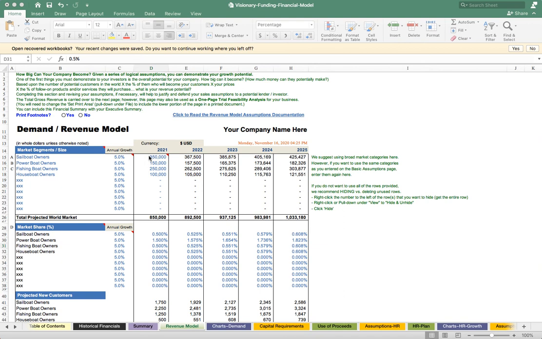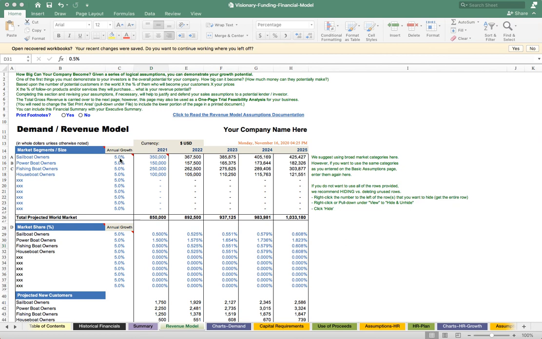Now we can go out, do research, and get the empirical, factual numbers of how many people own sailboats, power boats, fishing boats, and houseboats. These, of course, numbers aren't real. I just made them up here. But the fact that they're in blue tells you that you can edit these numbers, change them to be what you want them to be, and the rest of it does the math. So the math on the rest of this block is generated by the annual growth assumptions you put in here.